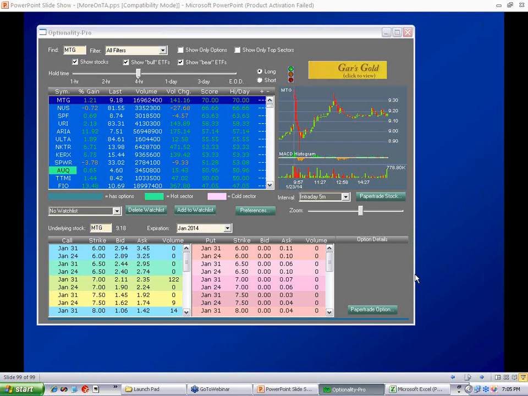Paul points out, it looks like the V tops and V bottom channel resistance and support may amplify both indicators. Yeah, V bottoms and V tops tend to occur on support and resistance. They tend to.